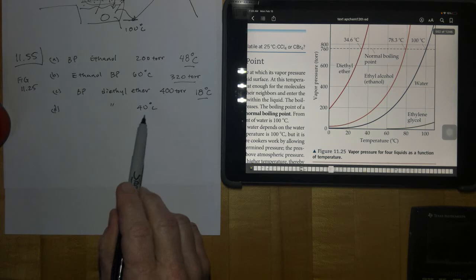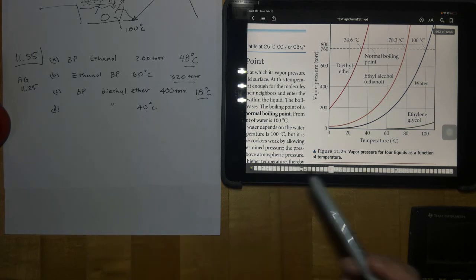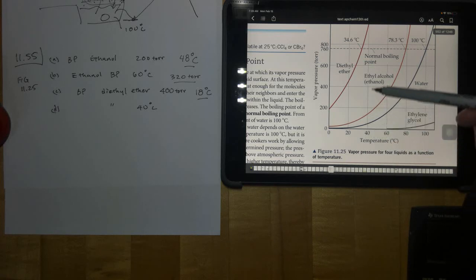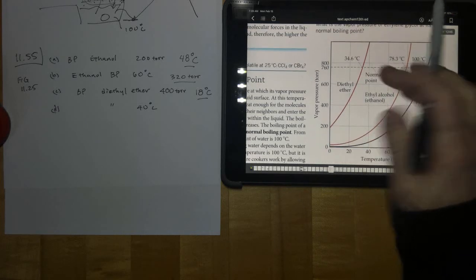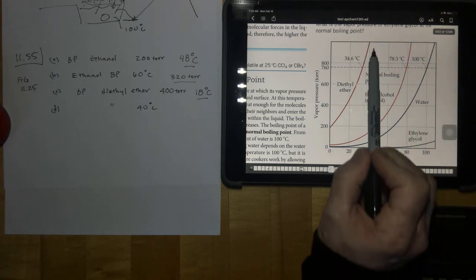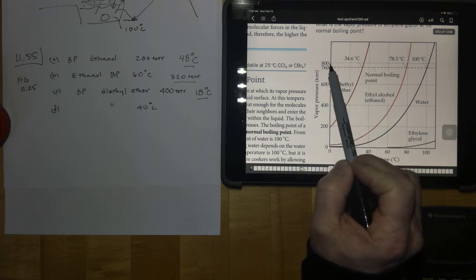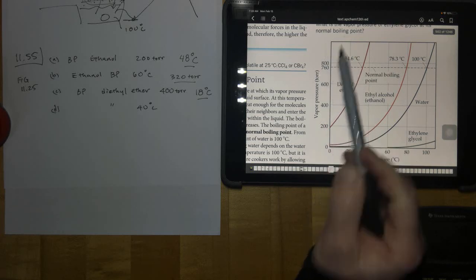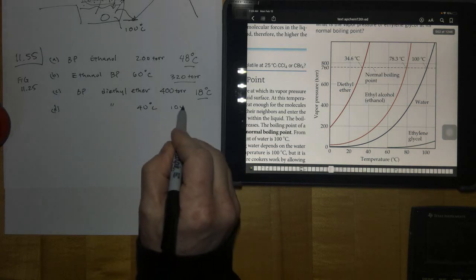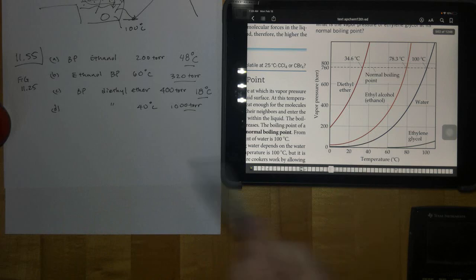And then at 40 degrees Celsius, what would be diethyl ether's boiling pressure? So at 40 degrees Celsius, we'll follow way up here until it intersects diethyl ether, which is way up here. And so following it over this way, we'd be way above 800. I think if the graph is right, this would be about 1,000 torr. That's how to read the vapor pressure graph.